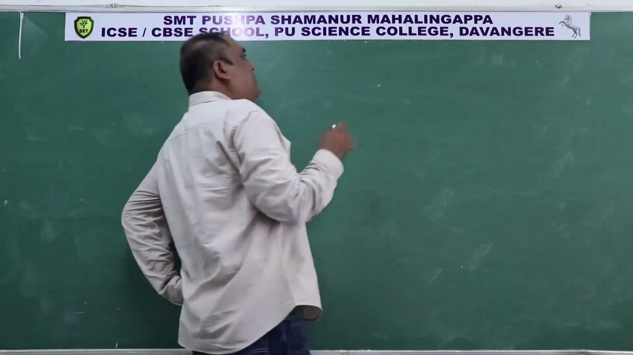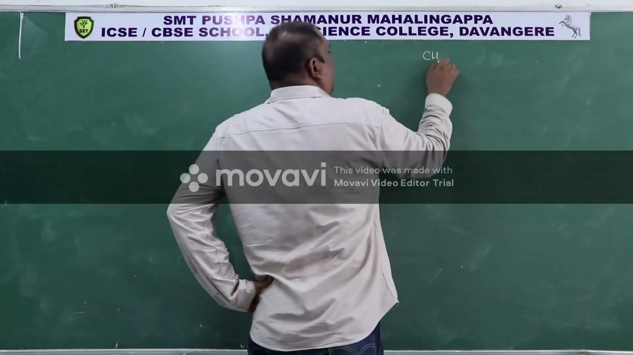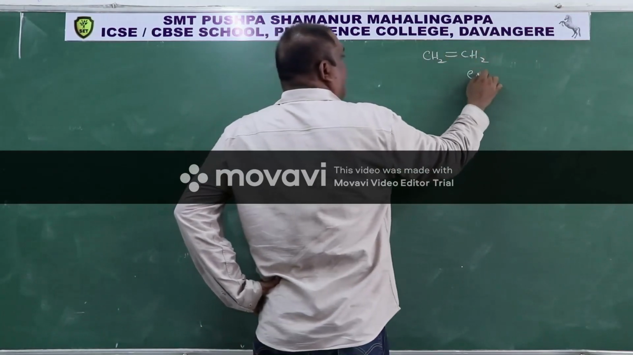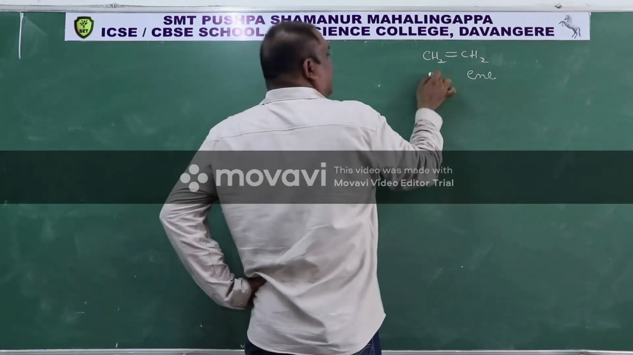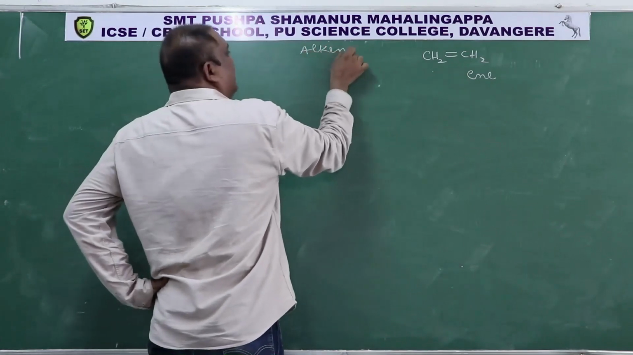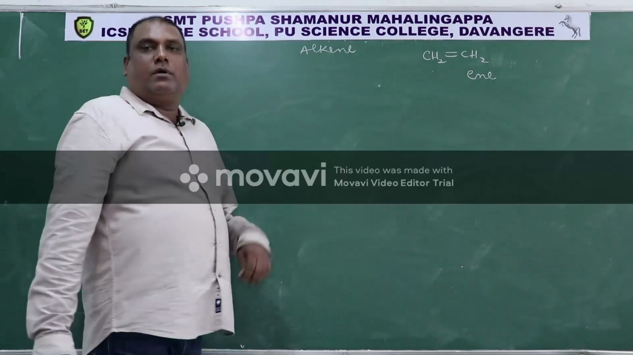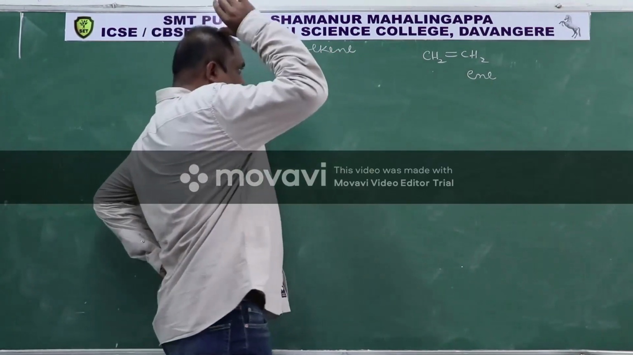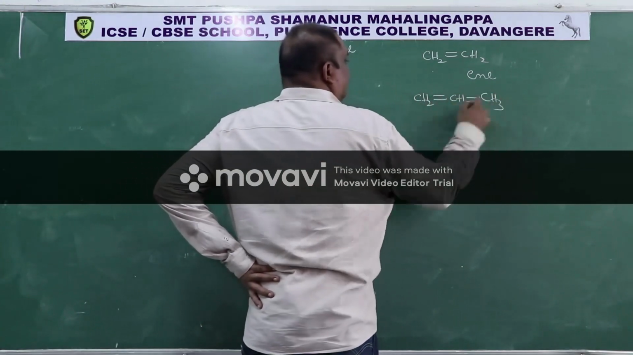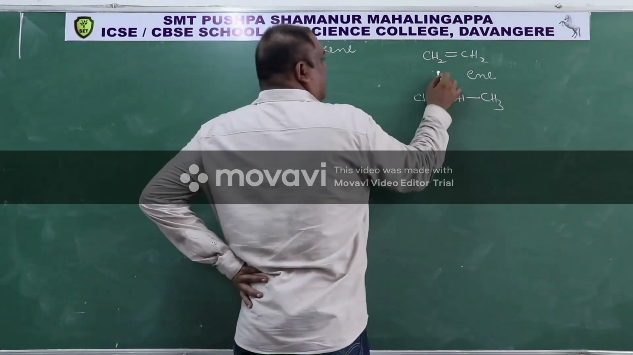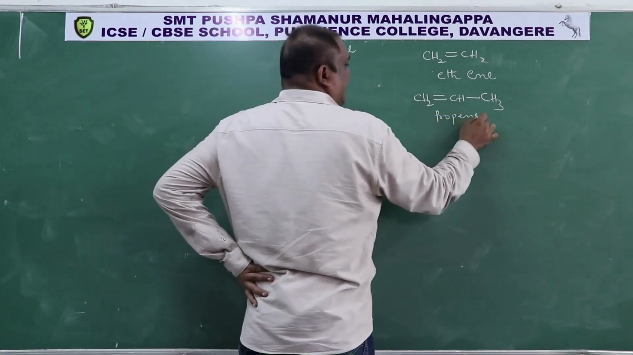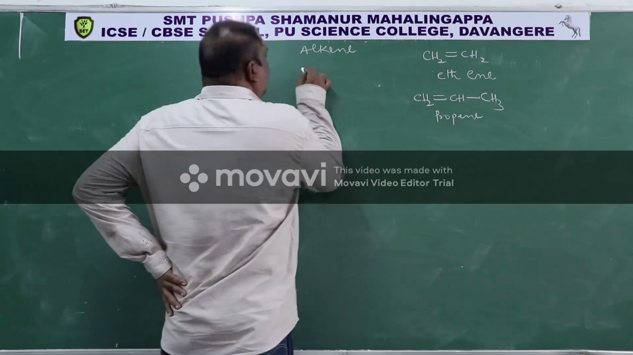Now, CH double bond CH2. If there is a double bond, then it is called ene. So it comes under the category called alkene. So this is one type of alkene. Then CH2 double bond CH CH3, this is another alkene. 2 carbons are there, it is called ethene. 3 carbons are there, it is called propene.